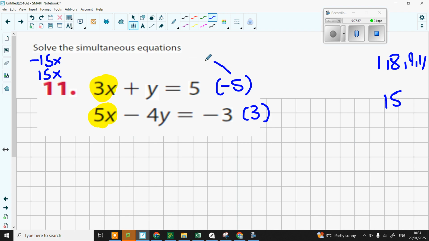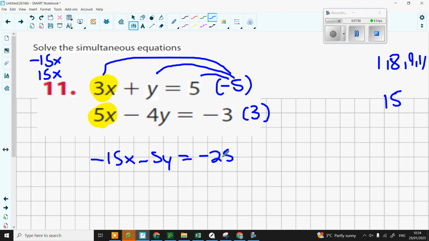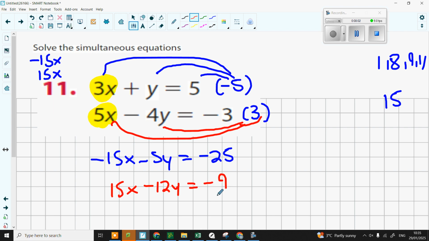Let's multiply this out. So what do we get? Minus 15x, minus 5y, minus 25. And then on the bottom, 15x, minus 12y, minus 9. Now we're nearly there, guys.